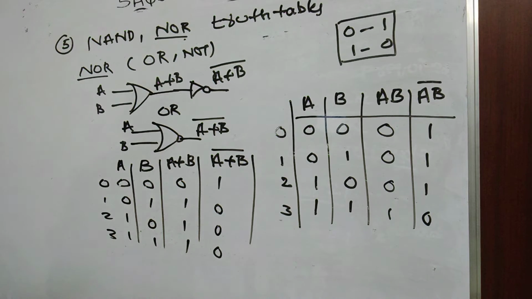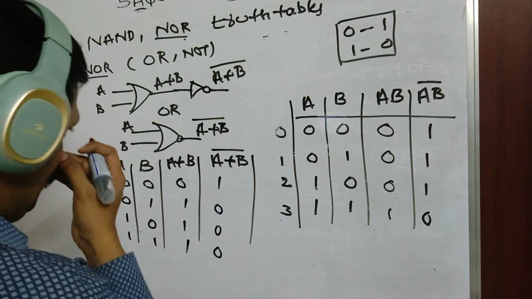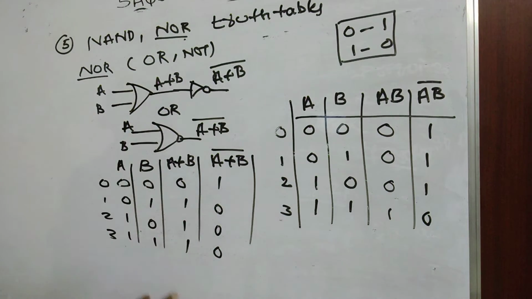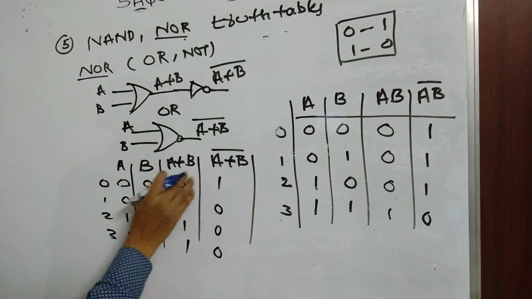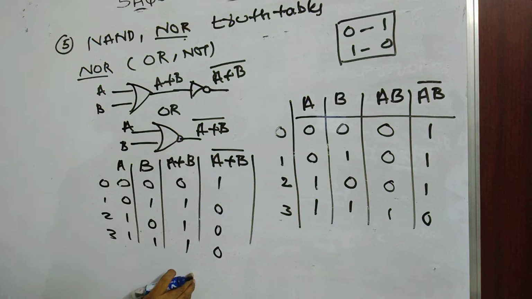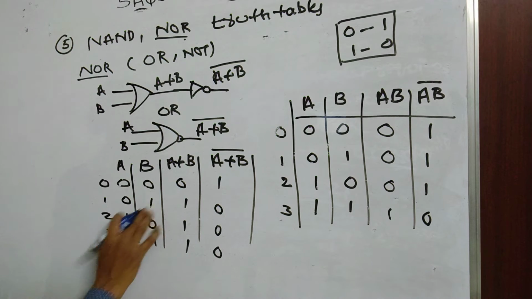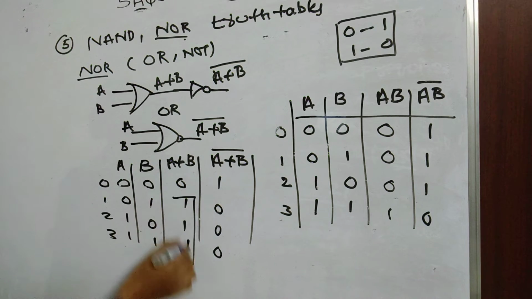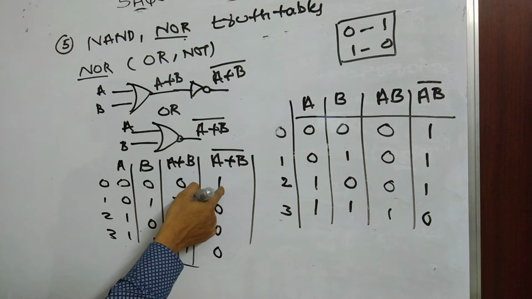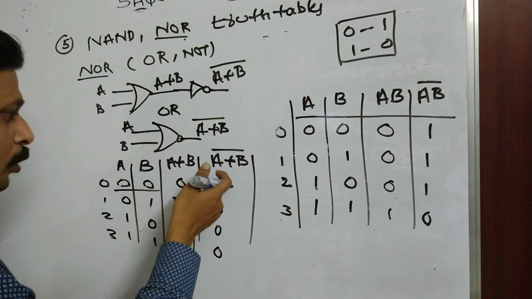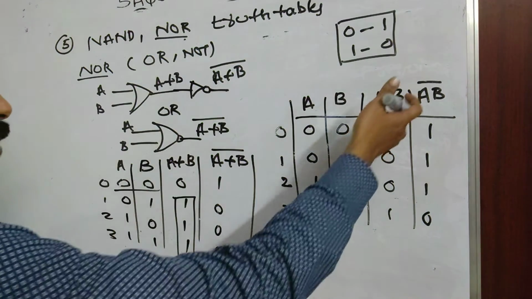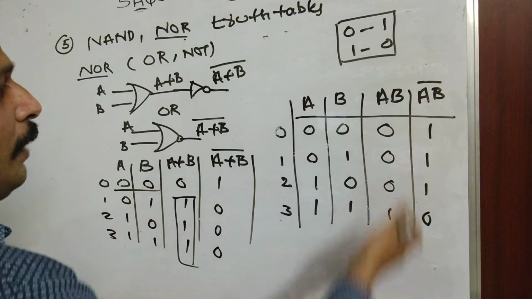Okay? This is the way you describe the NOR gate. How does the NOR gate differ from the OR gate? If they ask how it differs from the OR gate: in the OR gate, what are the points? If at least 1 input is present, the output is 1. Now in the case of the NOR gate, if all inputs are low, then the output is 1.